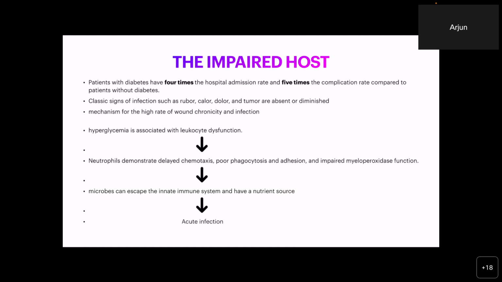Hyperglycemia is associated with leukocyte dysfunction, which leads to neutrophils demonstrating delayed chemotaxis, poor phagocytosis and adhesion, and impaired myeloperoxidase function. Also, microbes can escape the innate immunity and cause acute infection.